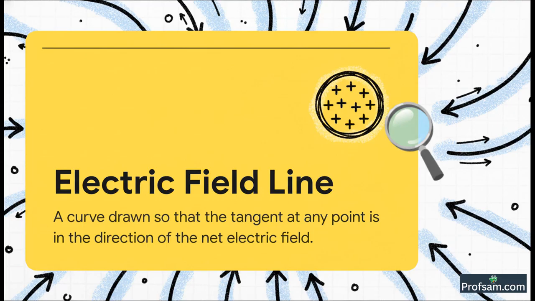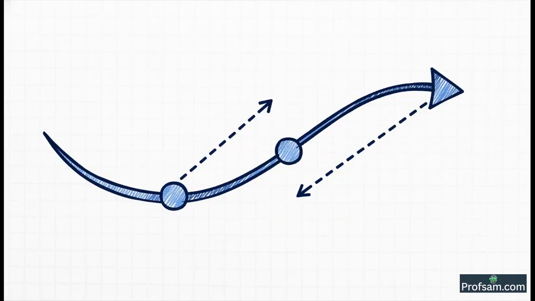Okay, so that sounds a little bit technical, doesn't it? Let's break it down. What does that actually mean in simple words? It's actually much simpler than it sounds. Imagine you have a field line. It could be a straight line or a curved one. Now, if you want to know the exact direction of the electric field at any point on that line, all you have to do is draw a tangent to the curve at that specific point. The direction that the tangent points, well, that's the direction of the electric field right there. That's it. That's the key idea from the definition.